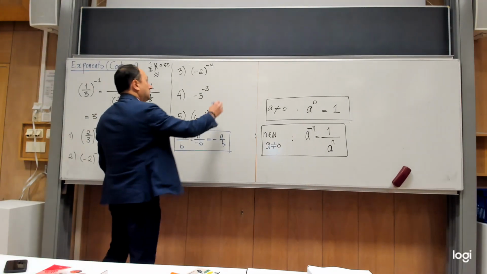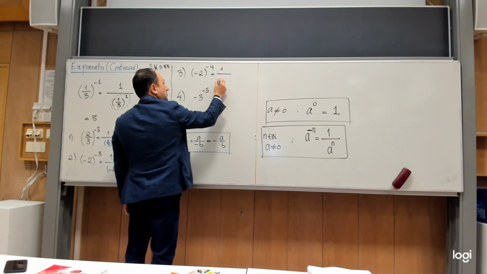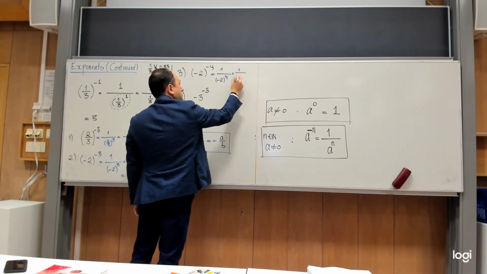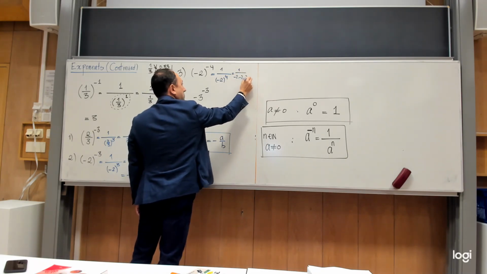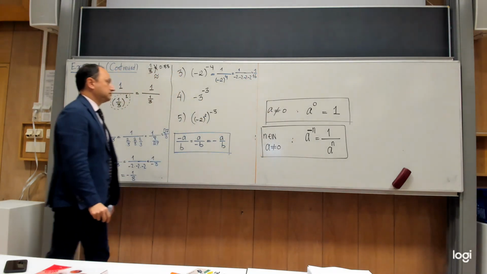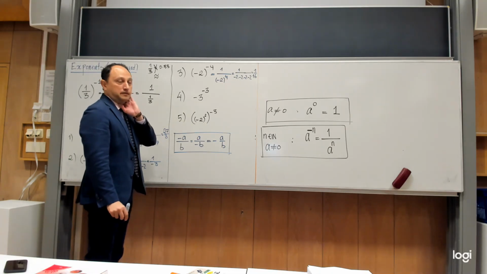So here, what should I do? The same story, so let me just do it quicker. So this minus 2 remains, and I have positive 4. Then you know that this is minus 2 times minus 2 times minus 2 times minus 2, which is 1 over 16. Am I right? Yes. Thank you.